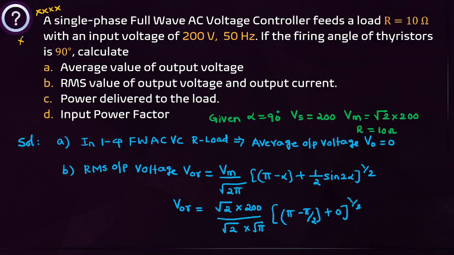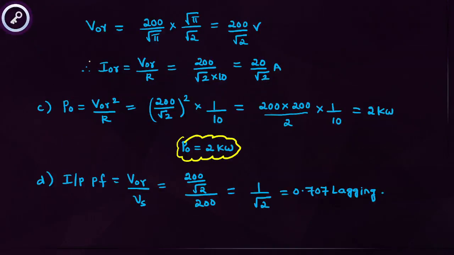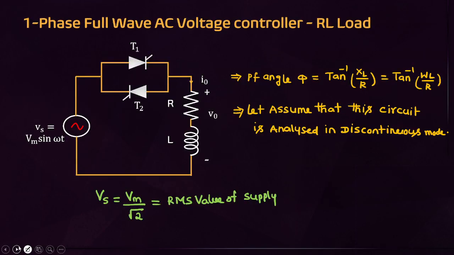And you have to practice these questions. This is a question based on the full wave AC voltage controller. It is asking what the average output voltage is. Average output voltage is 0. You have to calculate the RMS output voltage, the RMS output current, and the output power. Output power equals V naught RMS square by R. Then you also have to calculate the input power factor. This is the practice question with respect to the single phase full wave AC voltage controller using a resistive load.